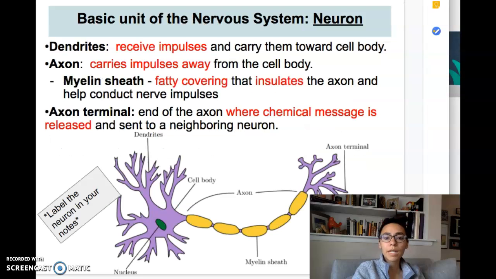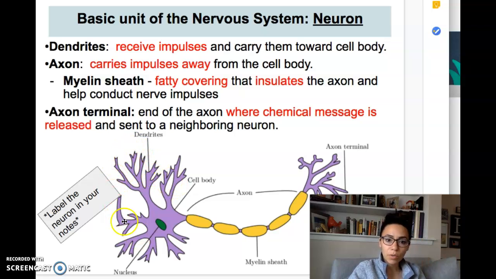So a neuron is the basic unit of the nervous system, essentially a nerve cell. We've got the structure of the neuron here at the bottom of the slide. You might want to draw a picture of that for your notes if that's not something that you already have committed to memory. It's made up of a couple different parts, which I'll go over quickly.